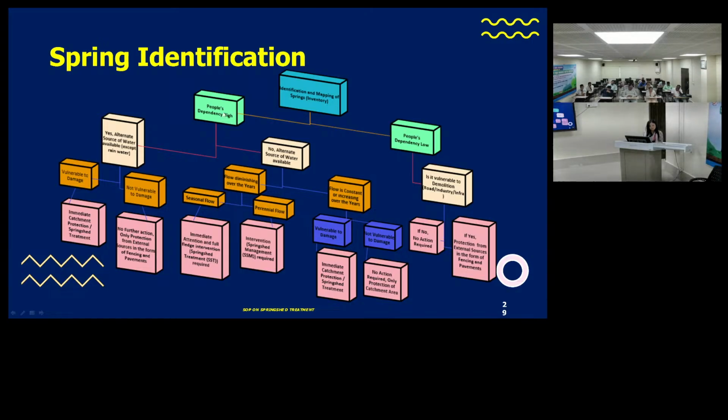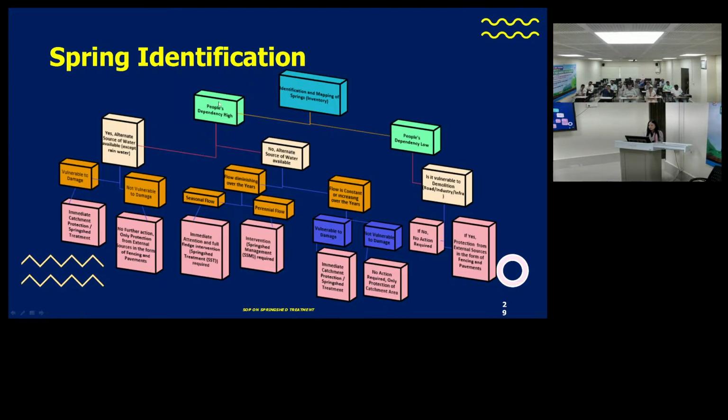Now, if people's dependency is high, however, there is no alternate source of water available, if that spring is the only source of water, then we need to see if the discharge is diminishing over a period of years. If the flow is diminishing over a period of years, we need to assess if it is a seasonal flow or perennial. If it dries up, then it is a seasonal flow. If it is seasonal, then immediate attention and full-fledged intervention needs to be done. However, if it is a perennial spring, then springshed management intervention is required.